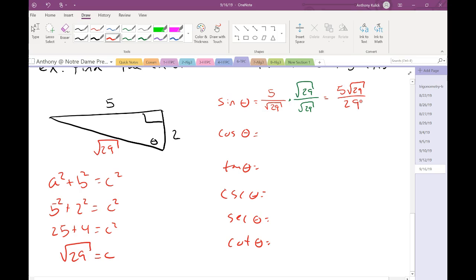Okay. For cosine, let's do that one next. What's the ratio for cosine? Adjacent over hypotenuse. In our case, what side is the adjacent side? 2. So I have 2 over the square root of 29. And just like in the previous one, we don't want to leave that square root of 29 in the denominator. So we're going to rationalize the denominator and say our final answer is 2 square root of 29 all over 29.